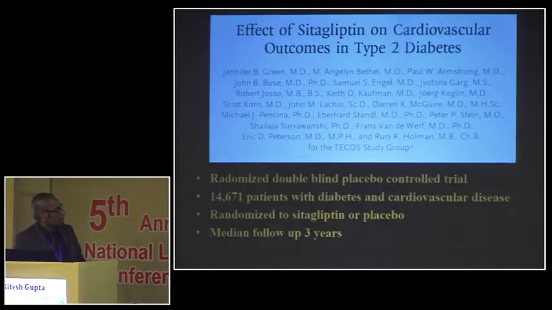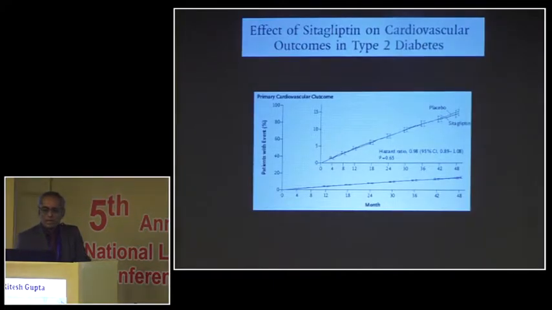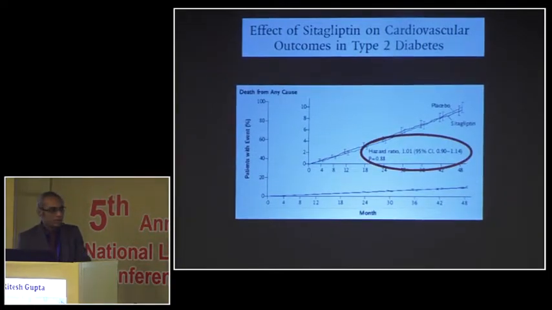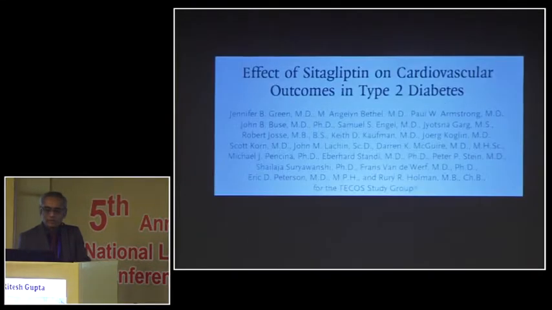Similarly, a similar trial called TECOS was conducted with sitagliptin. Again, a randomized trial, about 15,000 patients and median follow-up of 3 years. And again, it was found that there was no difference in primary cardiovascular outcome in patients who received sitagliptin compared to placebo. And also in this trial, there was no increased risk of hospitalization for heart failure. So sitagliptin did not show an increase in heart failure, at least in this trial. And the overall mortality was also not different in patients who received sitagliptin.